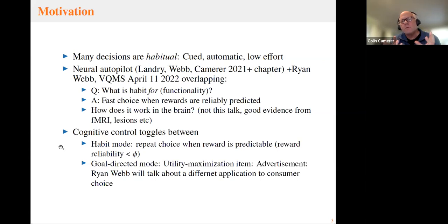And the basic idea is that there are two modes of decision making. It's akin to fast and slow, but it's more specific. In habit mode, you repeat the choice when reward is predictable. The reward reliability is a number you compute, which is basically the absolute value of prediction errors. And if that's below some threshold phi, which you could think of as an index of how habitized the person is, low phi means not very habitized, high phi means very habitized, you just repeat the choice. And the opposite is goal-directed mode, which is basically utility maximization.